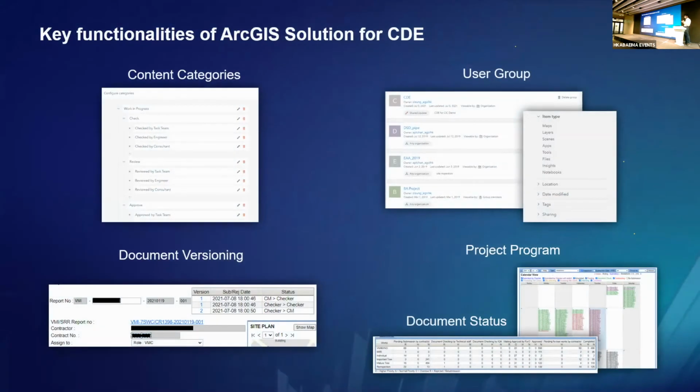Another key functionality I would like to talk about is how our different functions help our users maintain the work-in-progress workflow. So for example, with the content categories, we can classify the documents by the different workflows, from the check, approval, and also the review. And we can also identify these documents by different users, whether they are from the task team, from the engineering teams, or from the consultants.